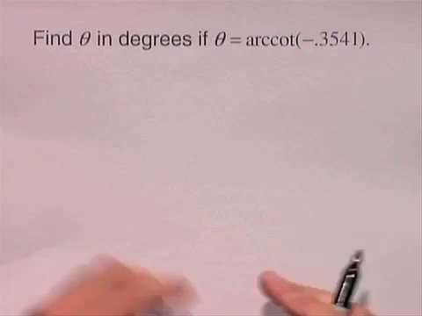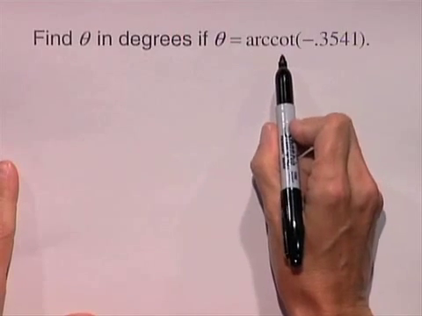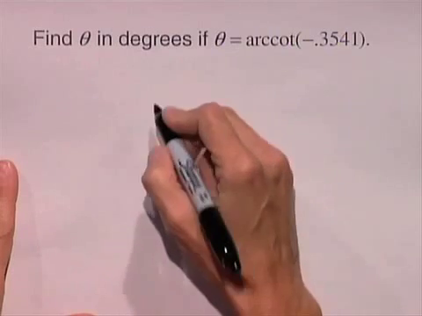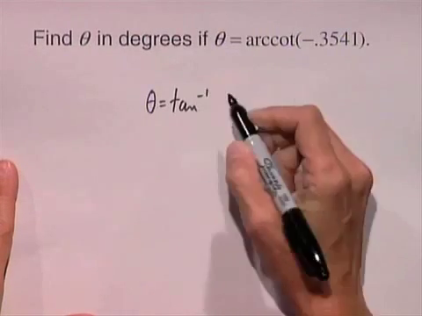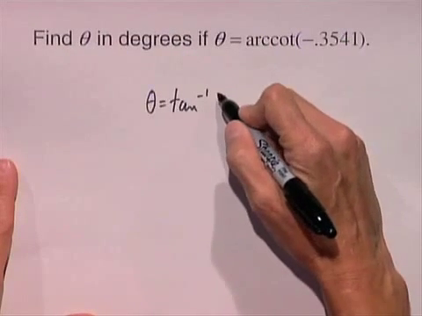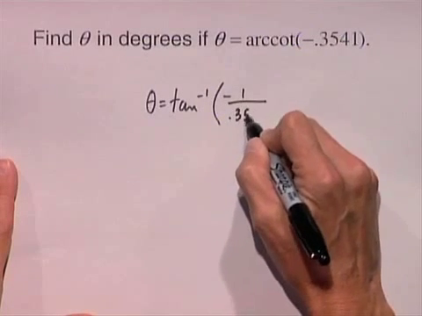Let's try another. This time we want to be in degrees. We're going to use a calculator to help find theta in degrees if theta is equal to the arc cotangent of -0.3541. Now, arc cotangent is the same as the inverse cotangent, and there isn't an inverse cotangent button on the calculator. So what we're going to do is find the inverse tangent, using the notation that you'll see on your calculator, but it's the same as the arc tangent of -1 divided by 0.3541.